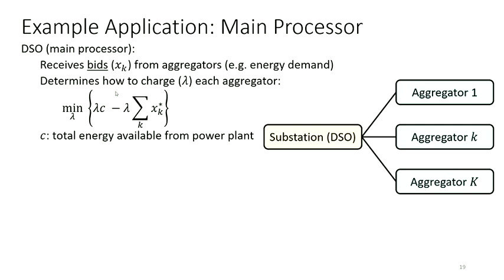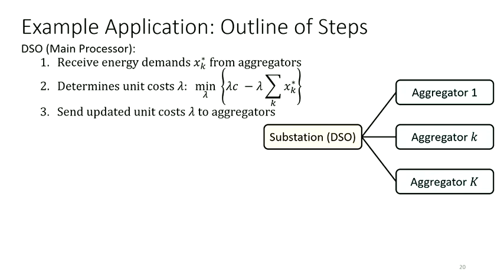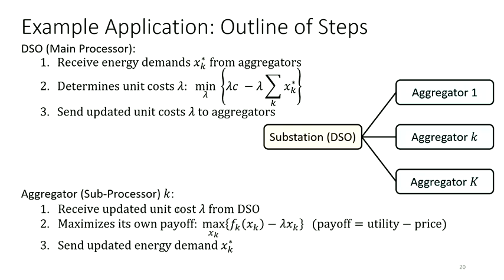Okay, back to this. The main processor receives bids from the aggregators, does this minimization, and sees the total amount of energy available from the power plant. This is what each aggregator does: it receives lambda from the DSO and maximizes its own payoff, which is utility minus price, and then sends the updated demand xk star.